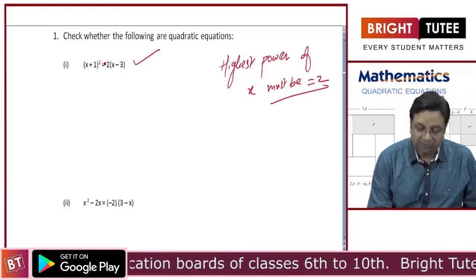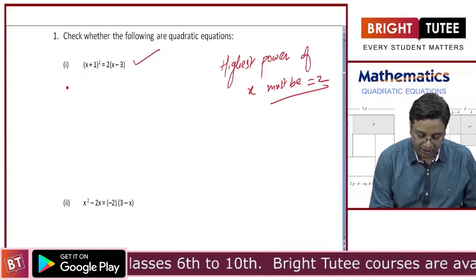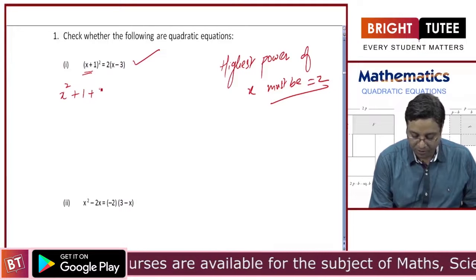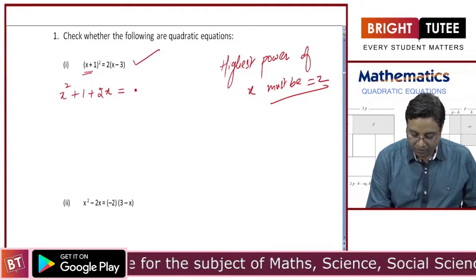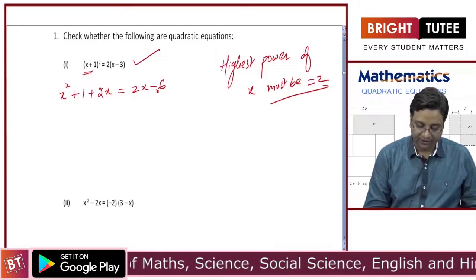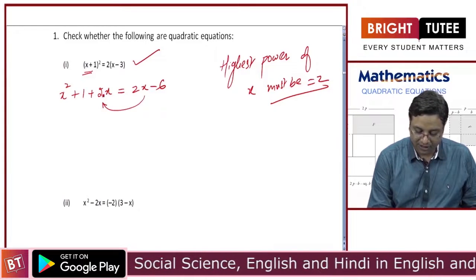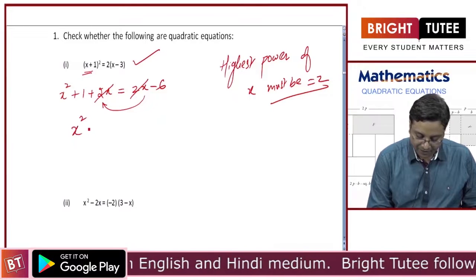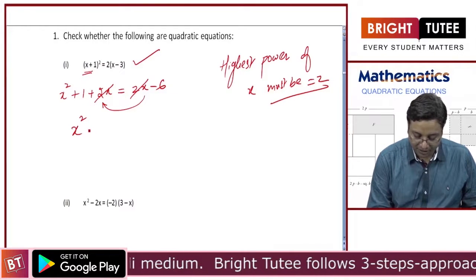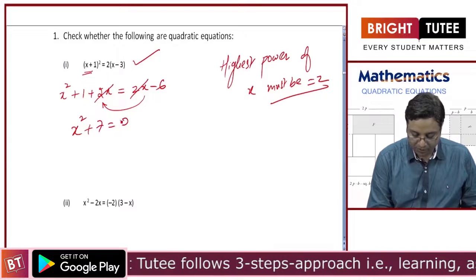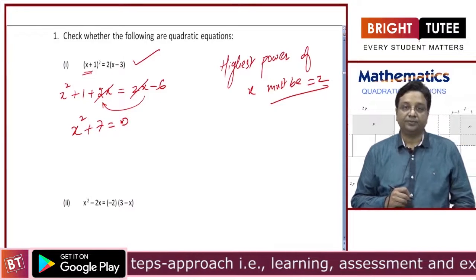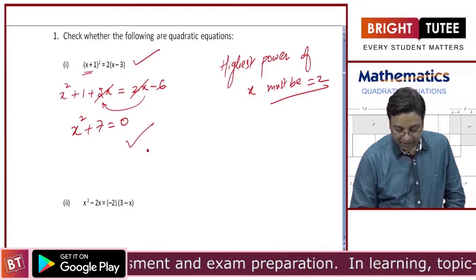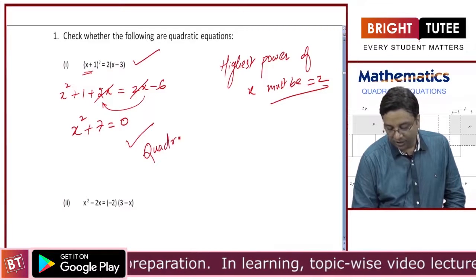Let us bring all the terms to one side, so it will be clear to you. So let's solve the left hand side. It will be a square plus b square plus 2ab equal to 2x minus 6. If I bring these terms to this side, 2x will get cancelled anyway, and we get x square, and minus 6 will come here as plus 6, so plus 7 equal to 0, right? So yes, this is a quadratic equation.